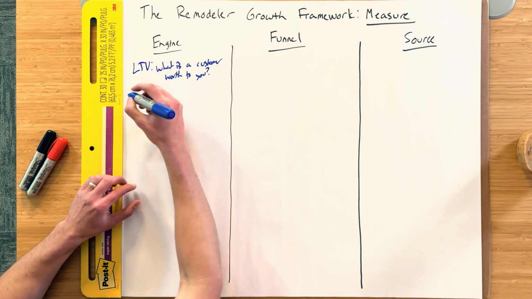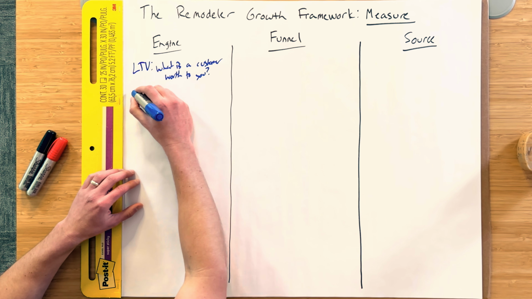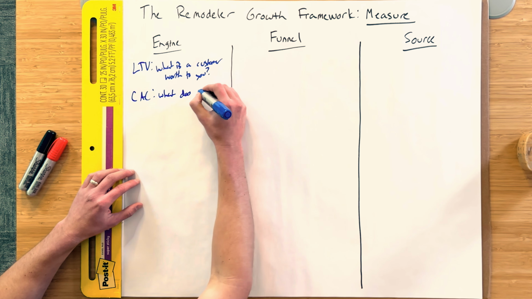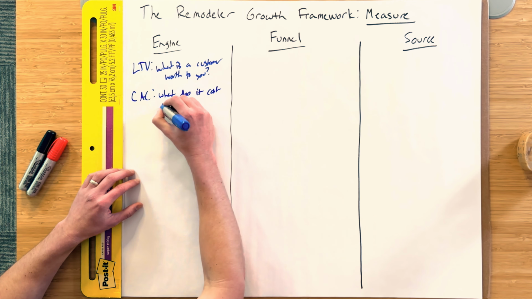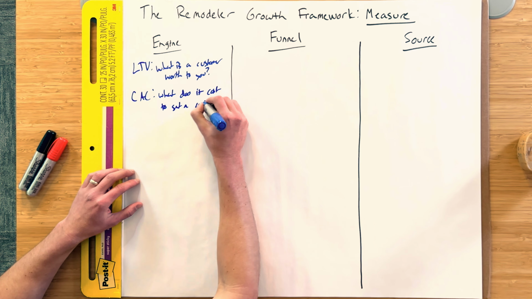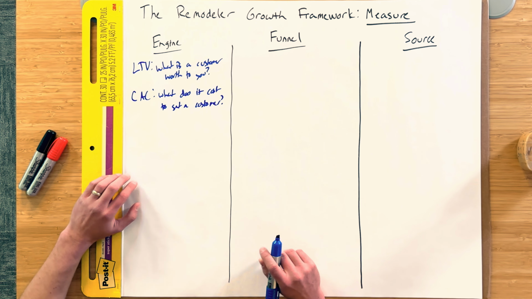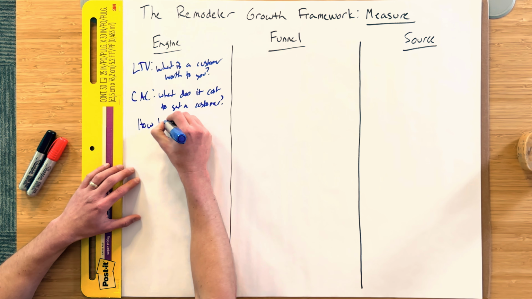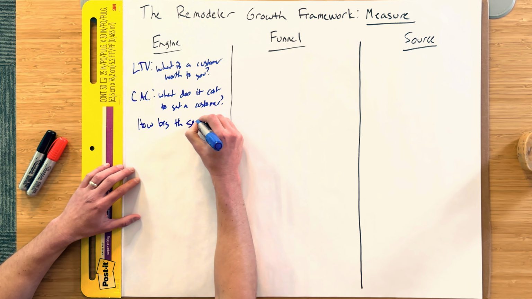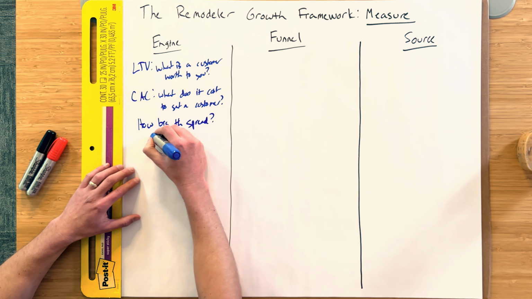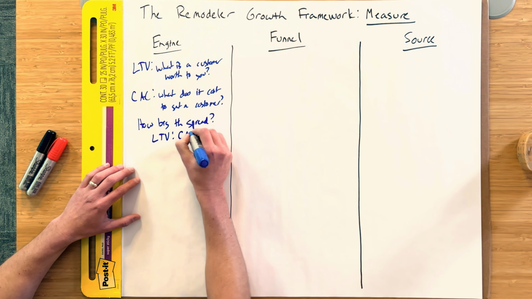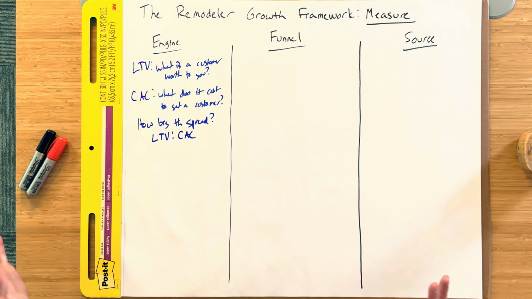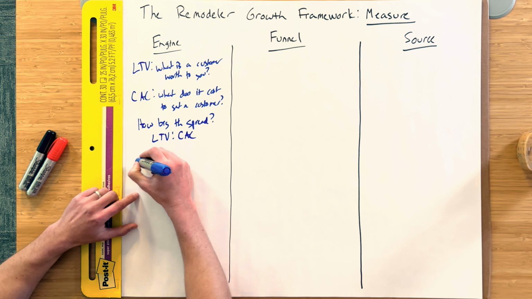So LTV, and then we're going to need our cost to acquire, which is what does it cost to get a customer? And then how big is the spread? And so that ratio is just looking at those two. And we want the spread to be as big as possible. So let's walk through an example here.